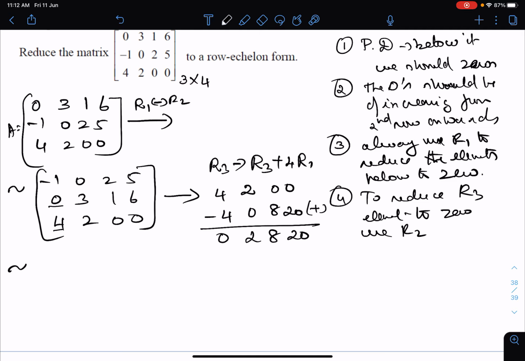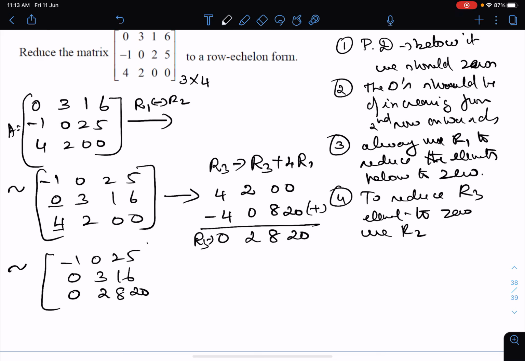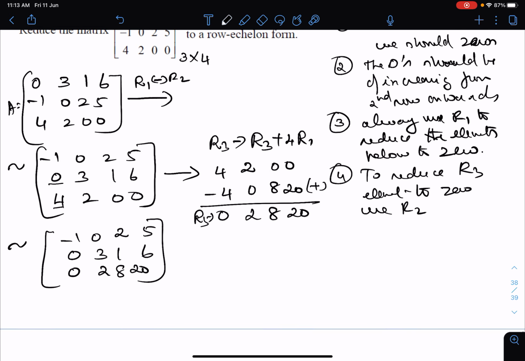So what is our equivalent matrix now? First row remains the same, second row remains the same, only R3 you are going to write as 0 2 8 and 20. Now once again, below the principal diagonal, this element has to become 0. Because this is in row 3, I am going to use row 2 to reduce this one.